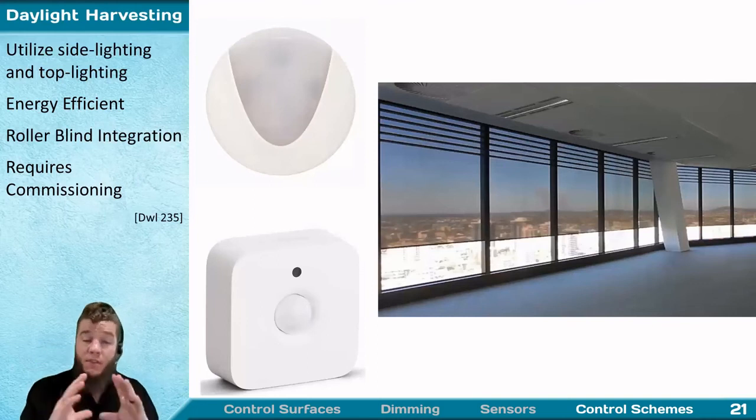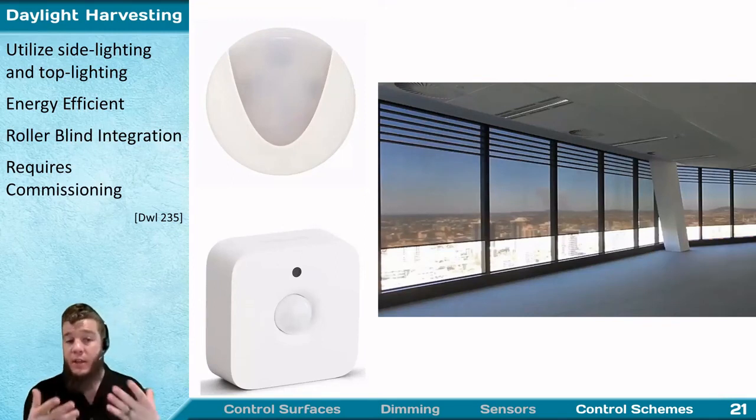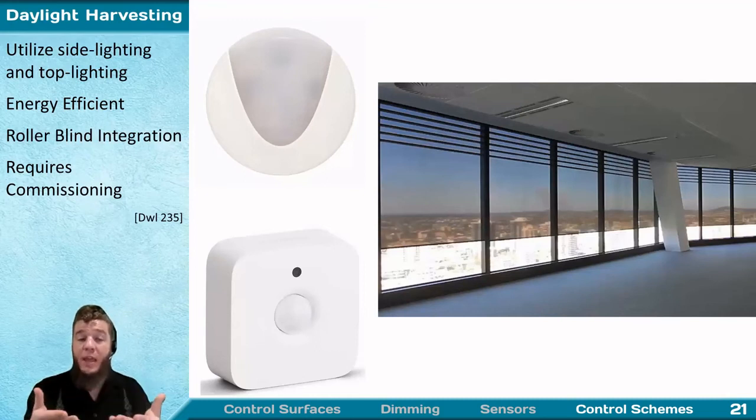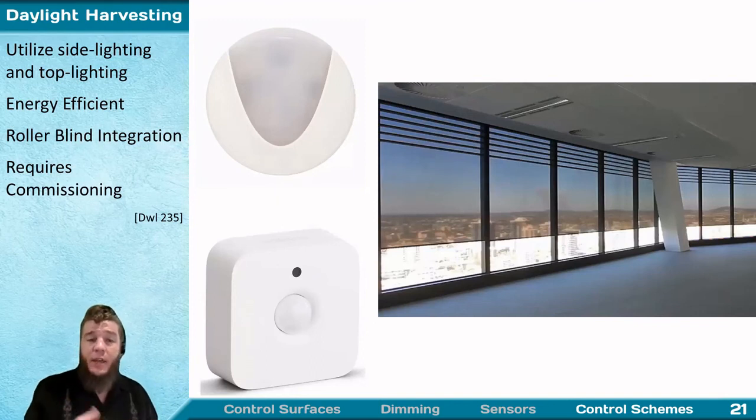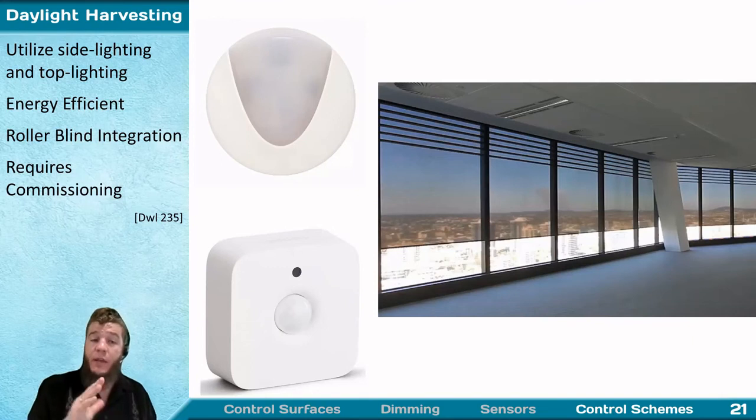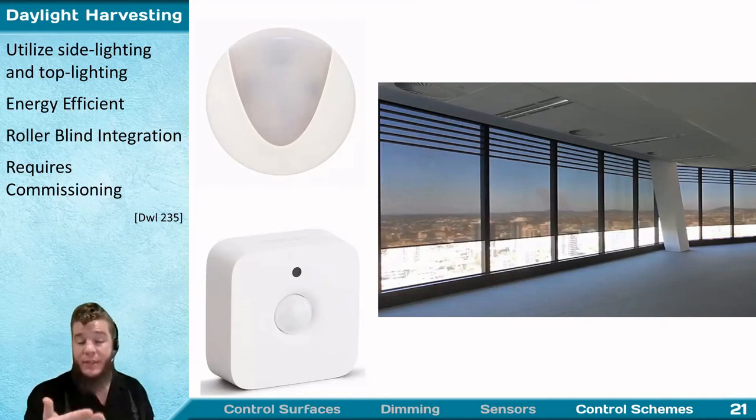Daylight harvesting. Now, this is the next step down the path of complex control schemes. The main thing you're doing with daylight harvesting is making better use of your side lighting, so your windows, and your top lighting, or skylights usually, by turning off the lights when you have plenty of light already in your space. That's the harvesting part of daylight harvesting: you're saving energy by utilizing the daylight to light your space instead of your interior lights, and having your lights respond intuitively to those light levels by using a photo sensor to shut them down when they're clearly not needed.